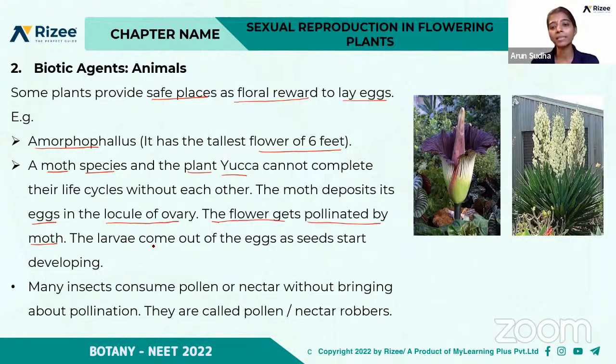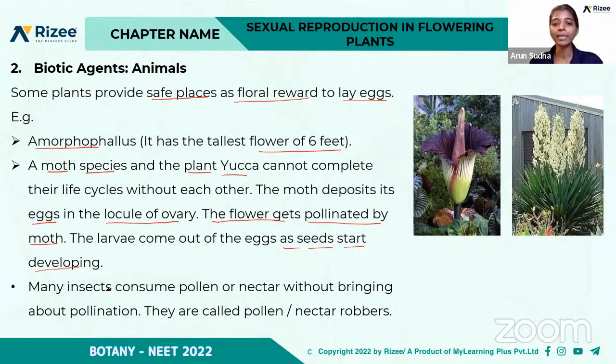After pollination, there occurs the formation of the seeds. The larvae come out of the eggs as the seeds start developing. So both are mutually benefited, the moth species and the plant yucca.